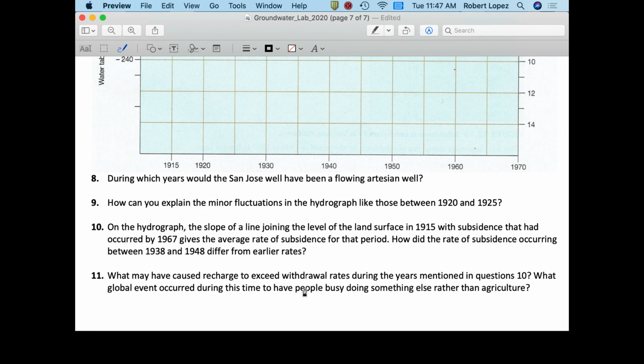For number 11, there was a global event that occurred during this time that had a lot of people doing something else other than agriculture. So maybe you can try to figure out what's going on there.